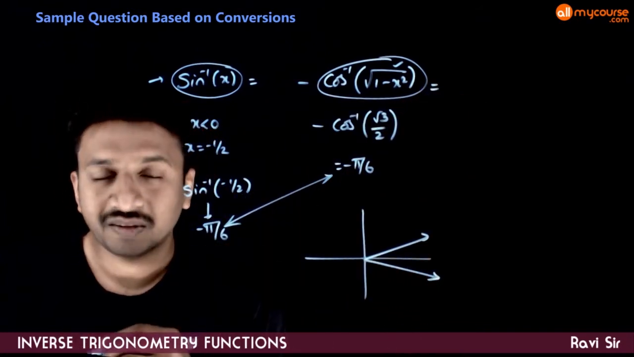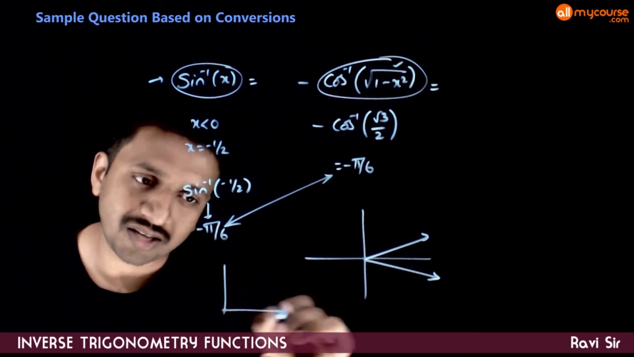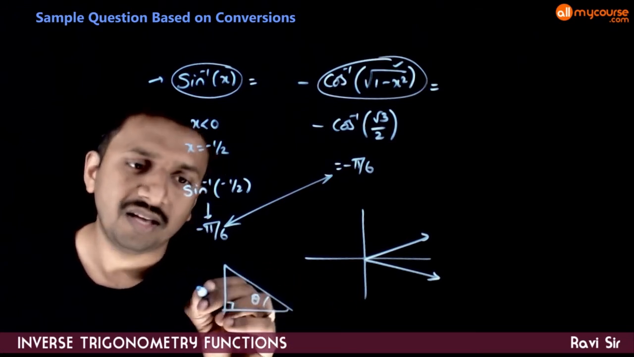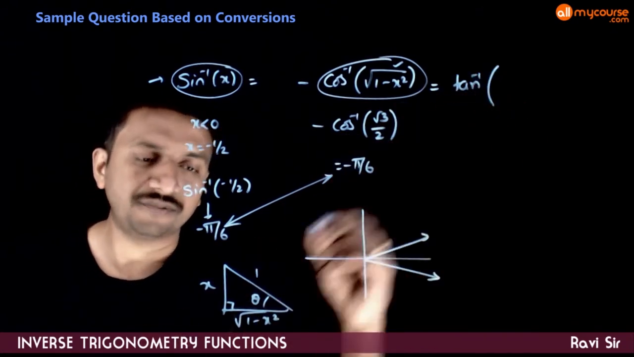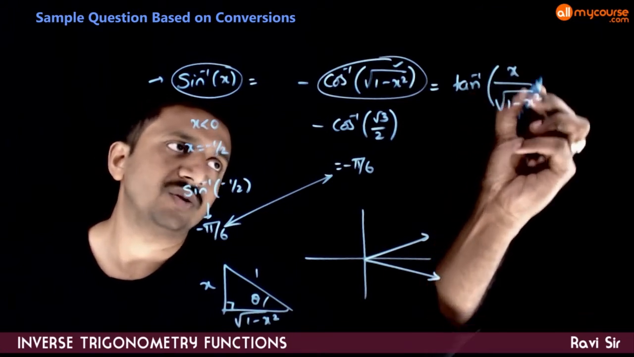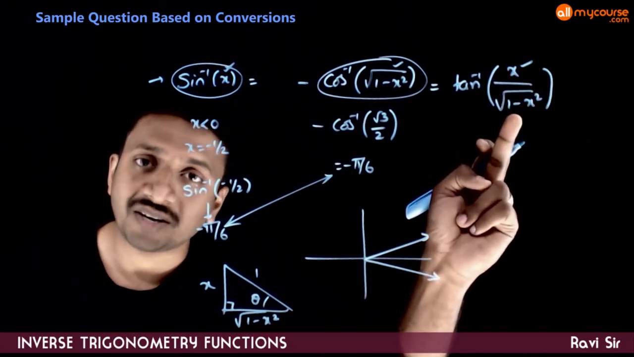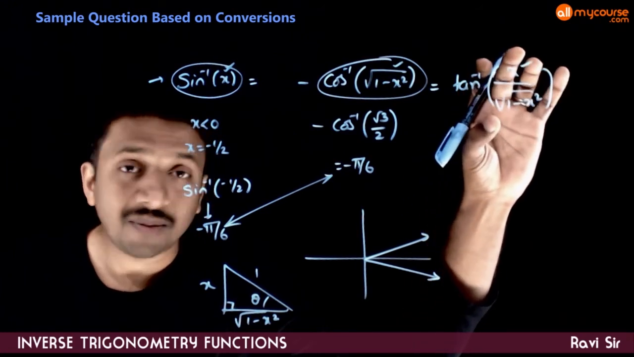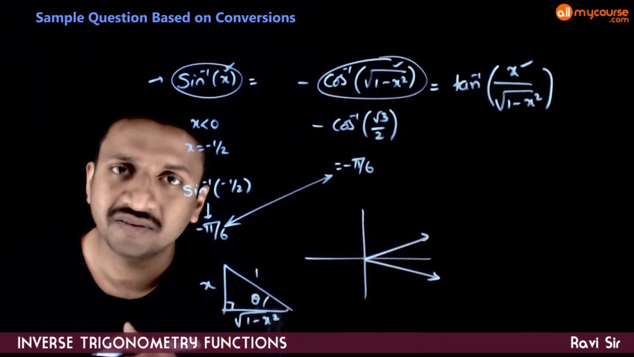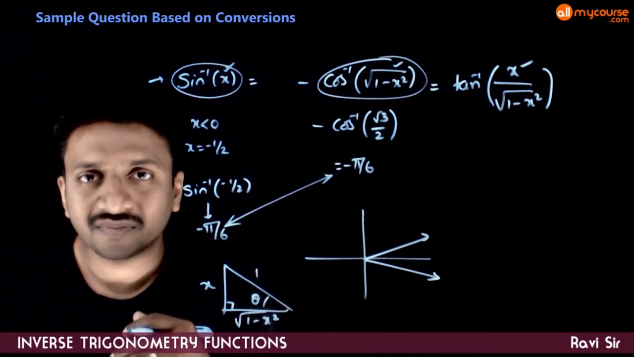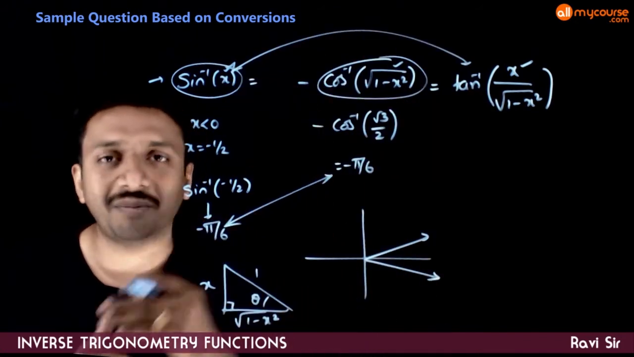That means you can use the triangle method with a slight manipulation. If you draw the triangle like this, this is theta, x, 1, root of 1 minus x square, so sine inverse of x is equal to tan inverse of x by root of 1 minus x square. So if x is negative, this is negative, the denominator is positive, so the complete number is negative, negative by positive. If a negative number goes inside tan inverse, again you get an angle in the fourth quadrant. So this is in the fourth quadrant, and this is also in the fourth quadrant. So these two will be equal. You don't need to do any manipulation.